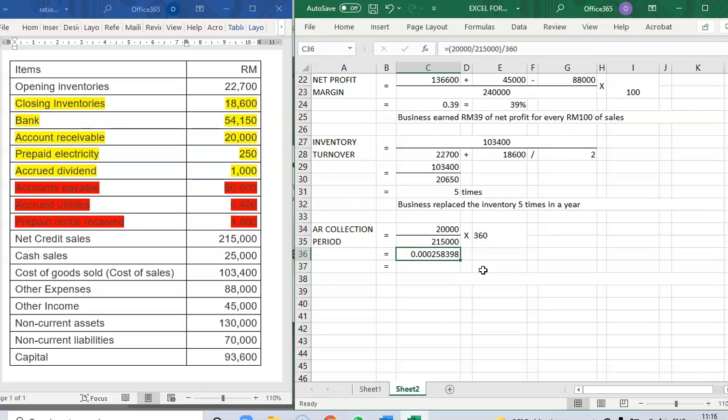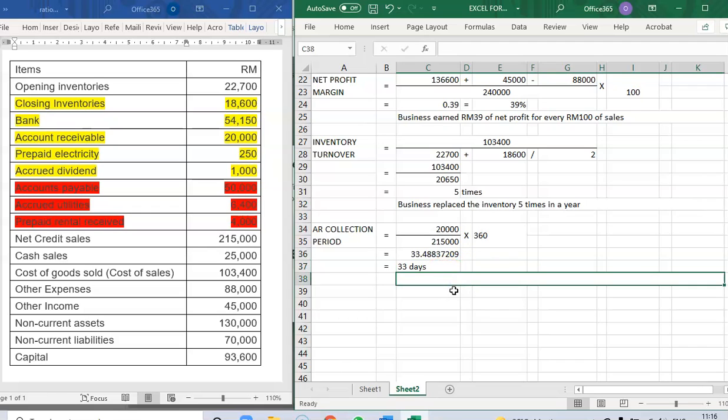Okay, there must be something wrong with it. It's the wrong formula. It's not divide, it should be multiply. So 20,000, the amount of account receivables, divided with 215,000, the credit sales, and multiply with 360, so you have 33.488. You just use the whole number, which is 33 days.